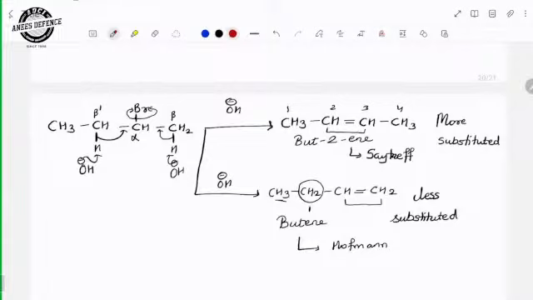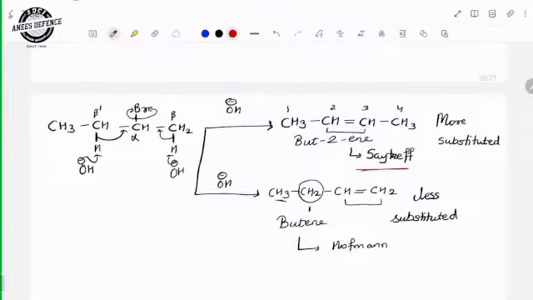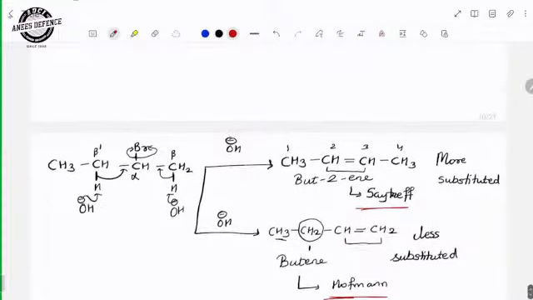The major will be more substituted and the minor will be less substituted. More substituted follows the Saytzev rule and less substituted follows the Hofmann rule. I hope you're understanding. Do you have any doubt now?